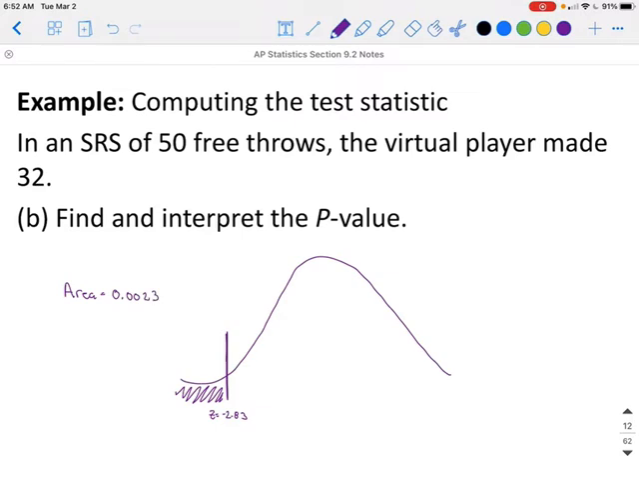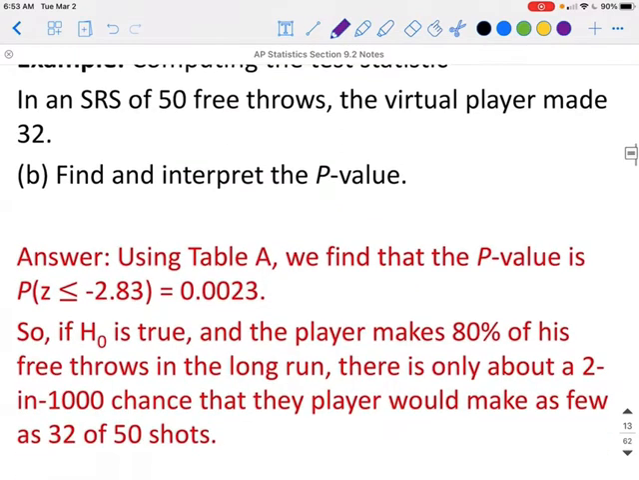0.0023. So if the null hypothesis is true, the player makes 80% of the free throws in the long run. There is only about a 2 in 1,000 chance the player would make as few as 32 out of 50 shots. So this is our p-value in this case, and we are interpreting it by saying that in 2 out of 1,000 chances the player would make as few as 32 of 50 shots.